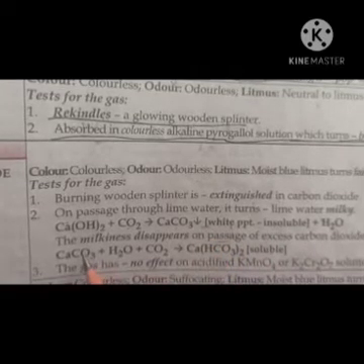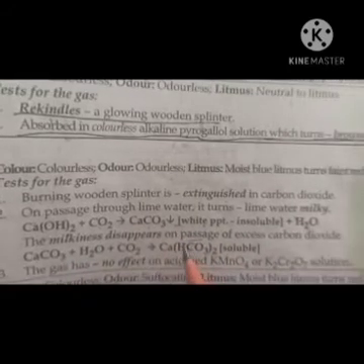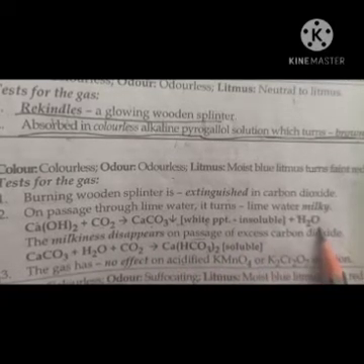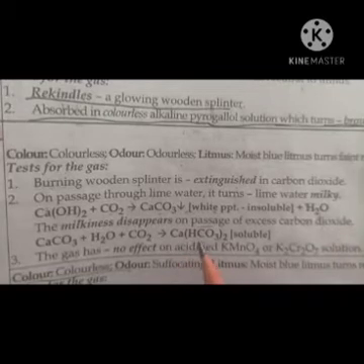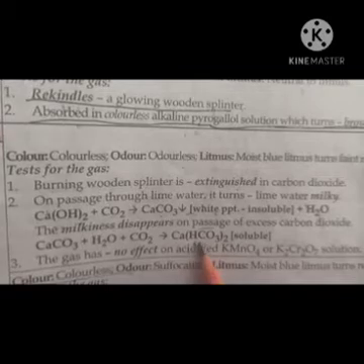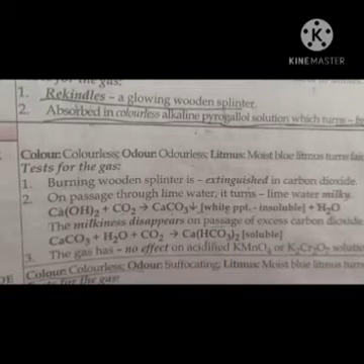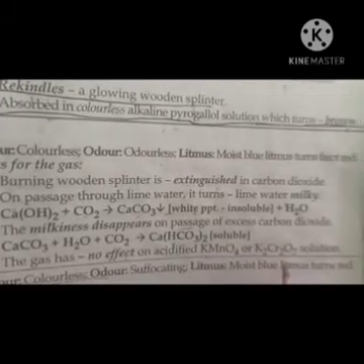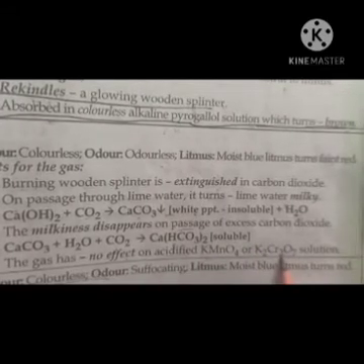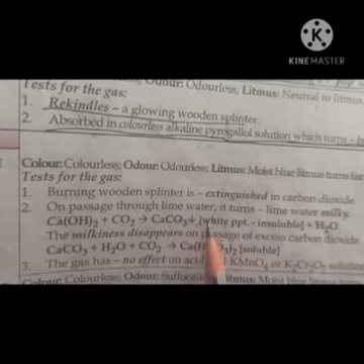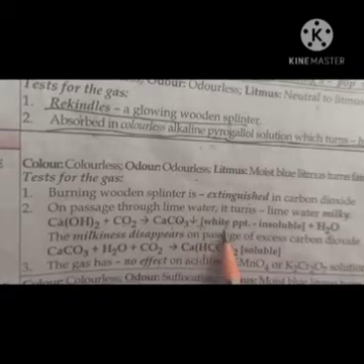Now next, the milkiness disappears on passing excess carbon dioxide. But when you pass carbon dioxide in excess, then this milkiness will disappear. Second, one more test is here, that the gas has no effect on acidified potassium permanganate and potassium dichromate. While actually this first test, that carbon dioxide turns lime water milky, is also given by sulfur dioxide.